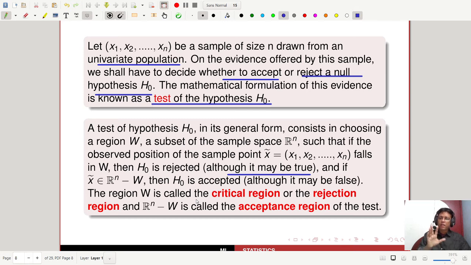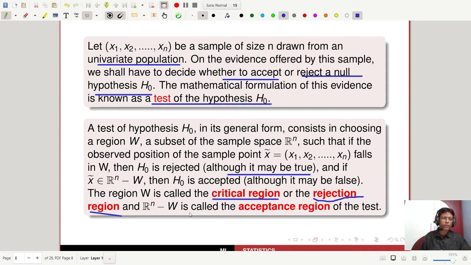because of that analysis. The region W is called the critical region, the most important thing in statistical hypothesis, or the rejection region. So W is called the critical region or the rejection region, and Rn minus W is called the acceptance region of the test.